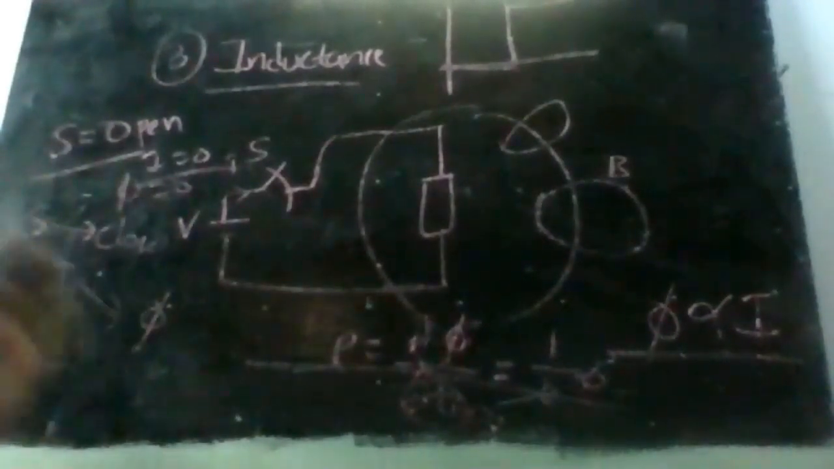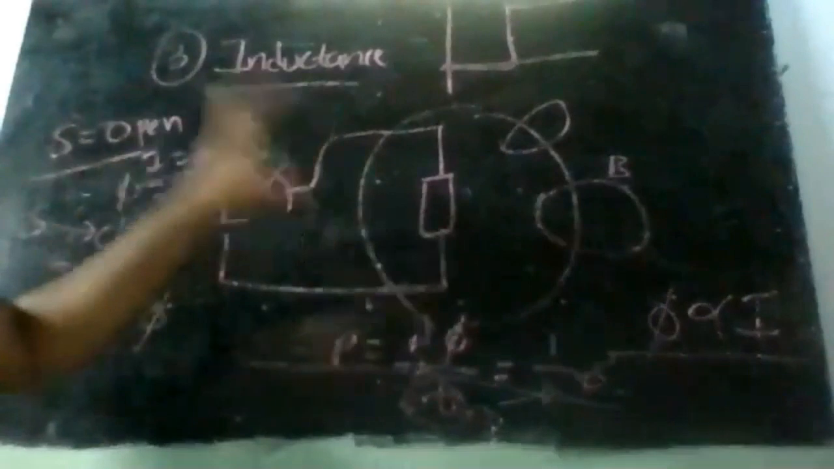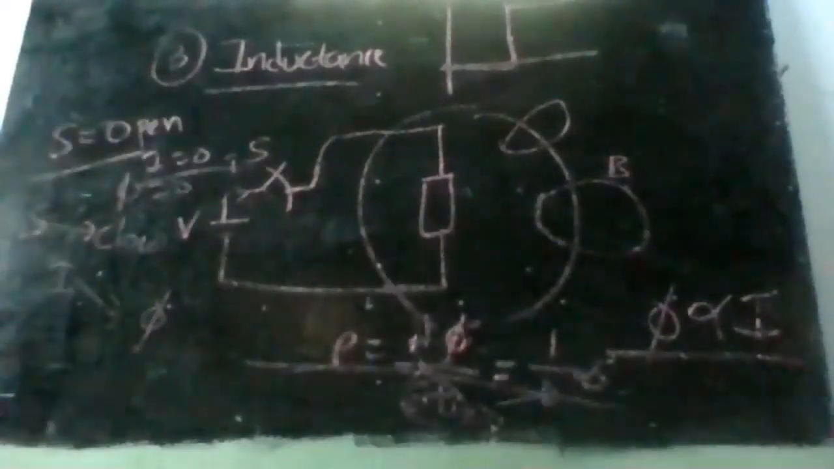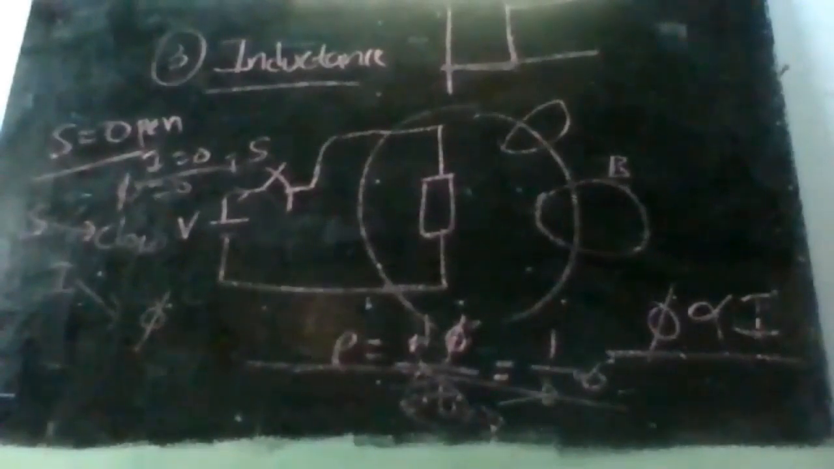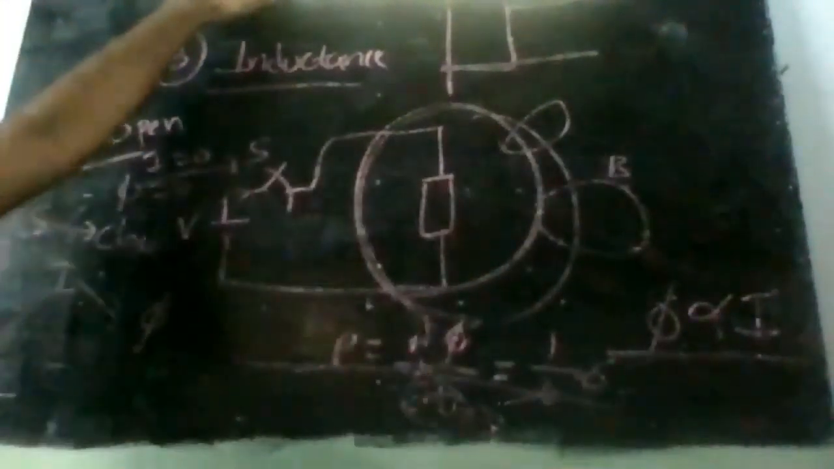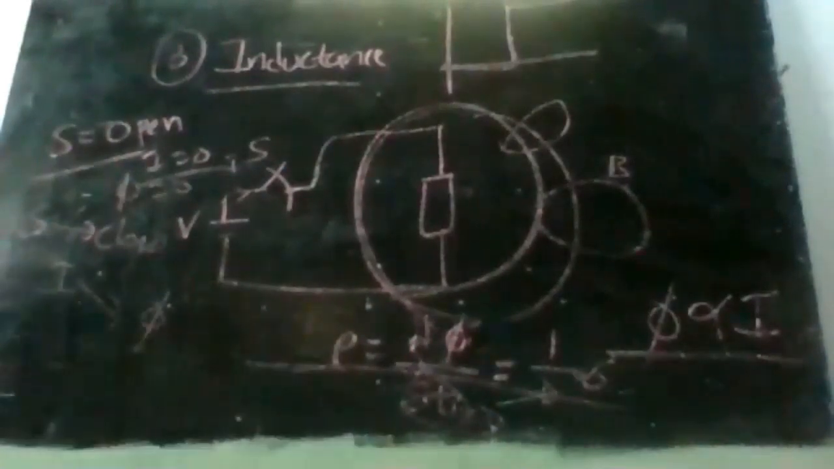So the current in current carrying conductors, or the magnetic forces, cannot change in instantaneous time. We have to design the current carrying conductors in such a way that they will oppose sudden changes in current. This property of the current carrying conductor to oppose sudden changes in current is called inductance. Clear?